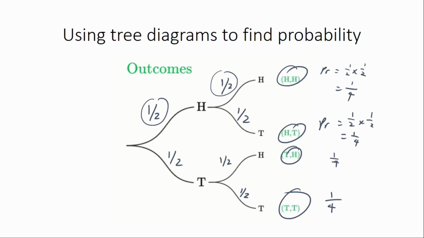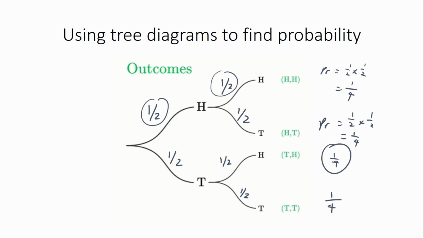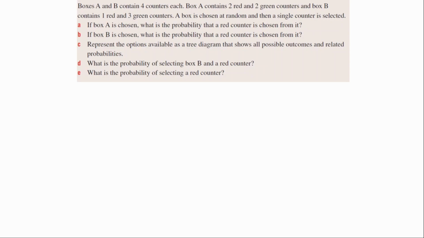So if you had a question like, what is the probability of getting a tails heads, we would know that it is 1/4. Now let's have a go at putting this all together. So we have this problem here. Boxes A and B contain 4 counters each.